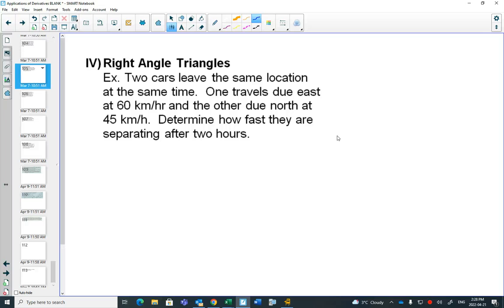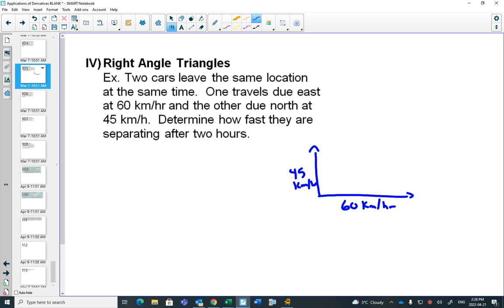All right. So let's continue with our related rate problems. Now we're going to look at questions involving right-angled triangles. Two cars leave the same location at the same time. One travels due east this way at 60 kilometers per hour, and one travels due north at 45 kilometers per hour.